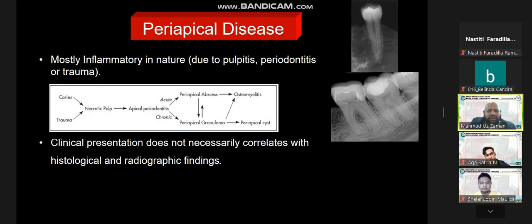So sometimes clinical presentation does not necessarily correlate with the history and radiographic findings. So you may think this one is this disease, but the histological findings or radiographic findings may give you other information. And I forgot to mention, in the carious lesion also, what you see in the radiograph, the actual carious lesion is much bigger than that in the radiograph.